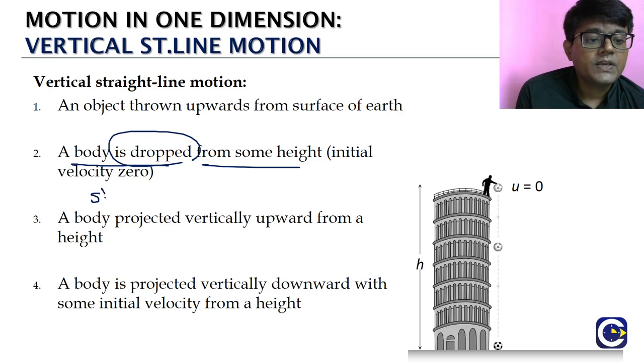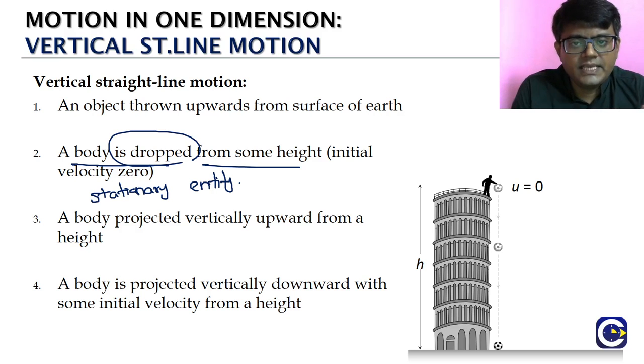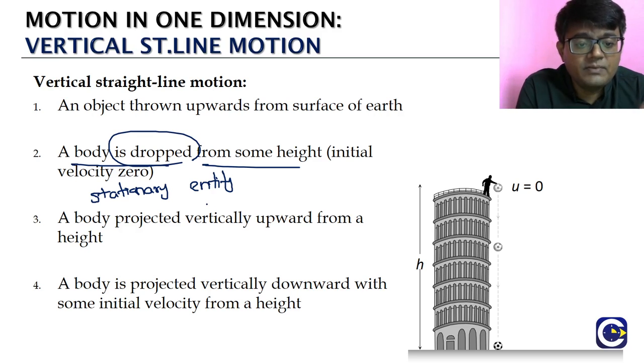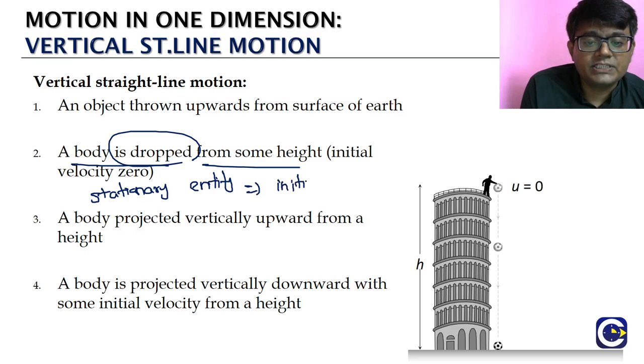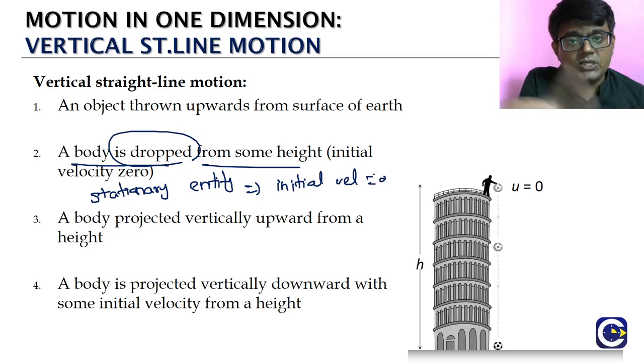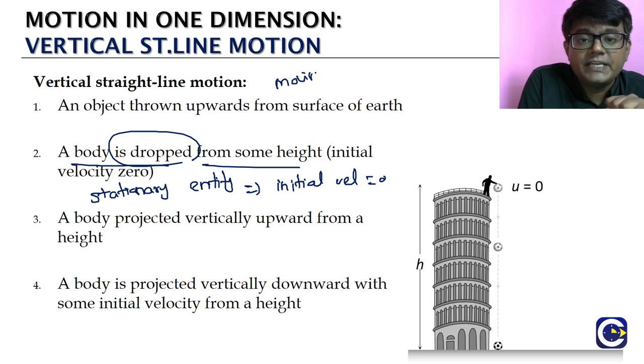Why? Because if you have a stationary entity, meaning, like say, you are standing on top of a building, you are standing still, so we will call you a stationary entity. If you drop any object or body from a stationary entity, like you are stationary and you are dropping it, then the initial velocity will be 0, because you are stationary. You drop something means the object that you're dropping will have what? Initial velocity 0.